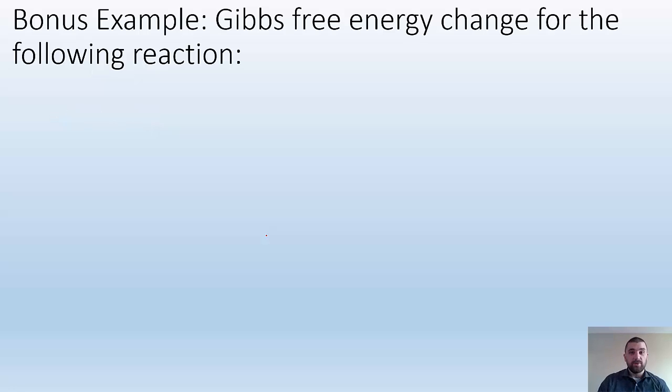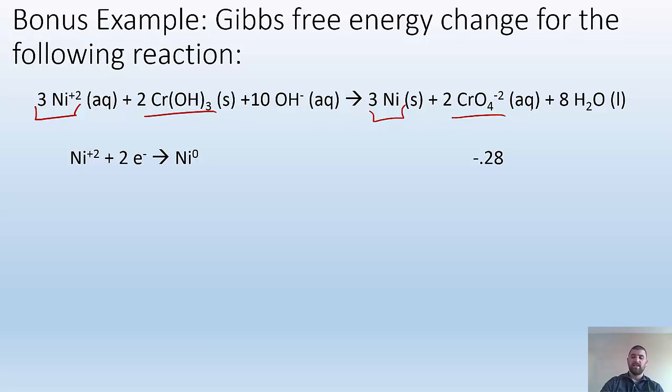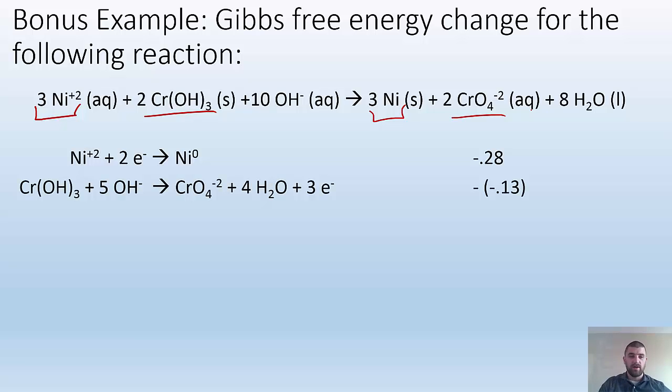All right, bonus example. What's the Gibbs free energy change for the following reaction? They give you this crazy long reaction, and the first thing you've got to do is split it up. So I see Ni plus 2 is becoming Ni 0, and I look for the half reactions on my reduction potential table. I found this reaction and found that potential. Now I've got Cr(OH)3 and CrO4 somewhere. Do I see that anywhere? I sure do. Here it is, Cr(OH)3 plus 5 OH minus gives me this, right? What I have right there.